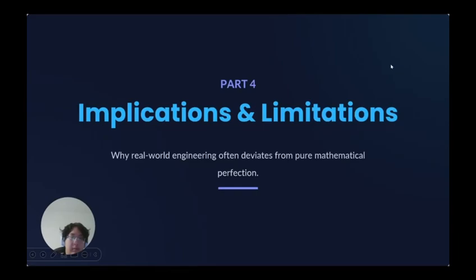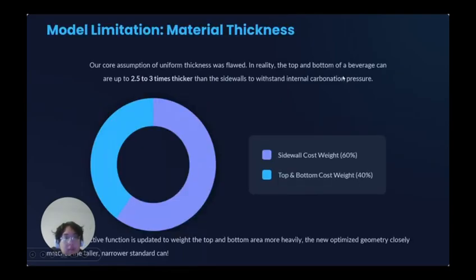Hello everyone. In the previous part, we found the mathematically perfect can. It has a height equal to its diameter. But if you look at a real soda can on a supermarket shelf, it looks taller and narrower. Why is that? In this final part, we will explain why real-world engineering often moves away from pure maths.